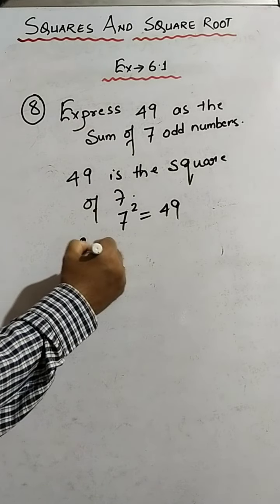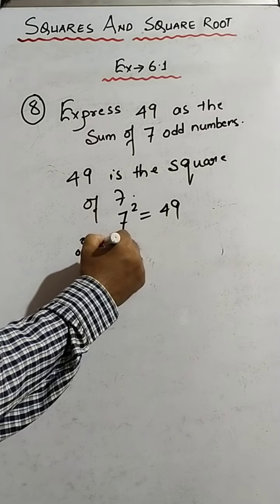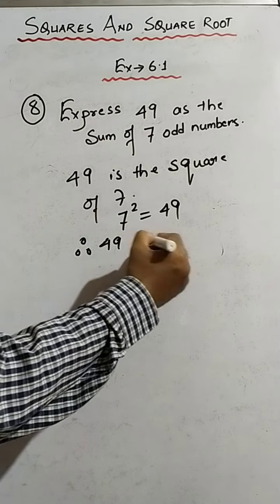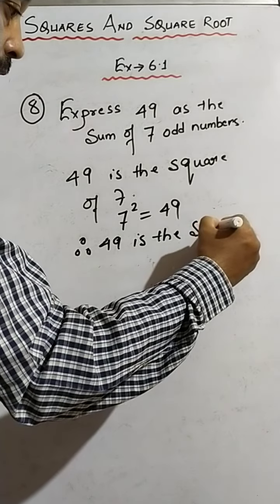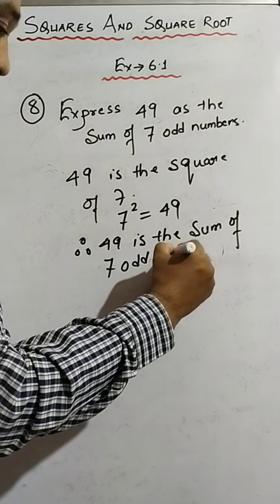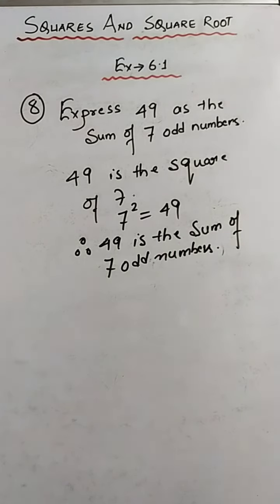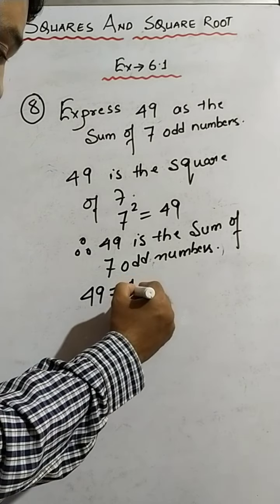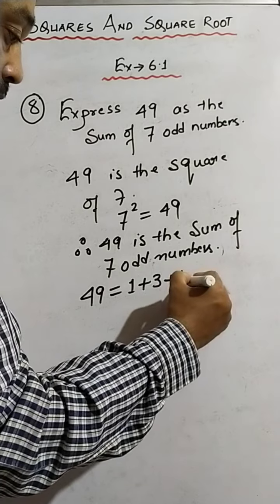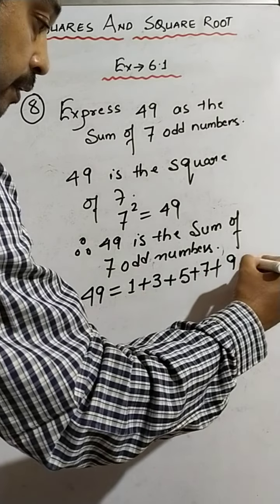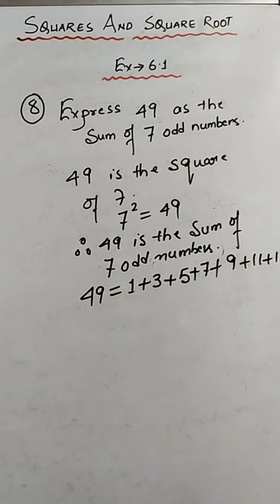So we have to write: therefore 49 is the sum of 7 odd numbers. Okay, and remember that the 7 odd numbers should be consecutive. Okay, that means 49 would be equal to 1 plus 3 plus 5 plus 7 plus 9, 1, 2, 3, 4, 5, plus 11 plus 13.